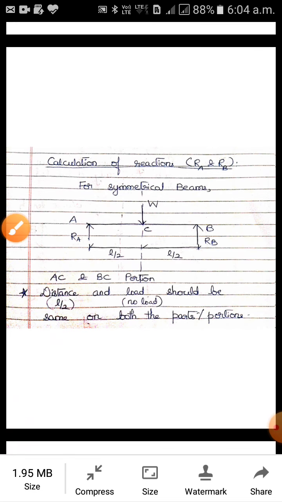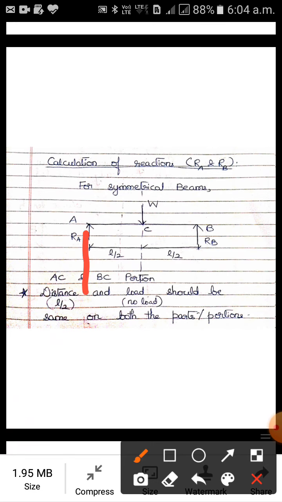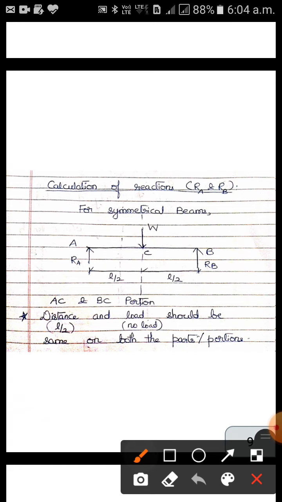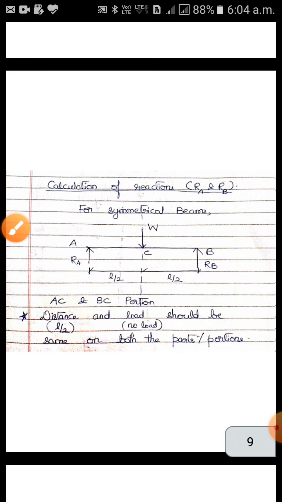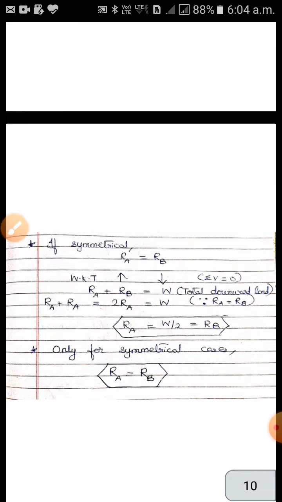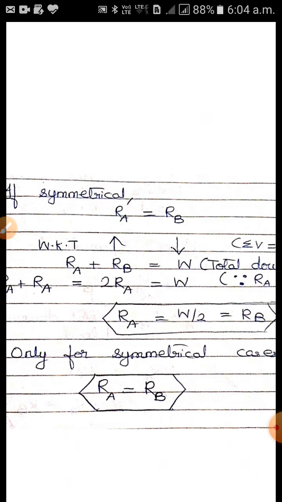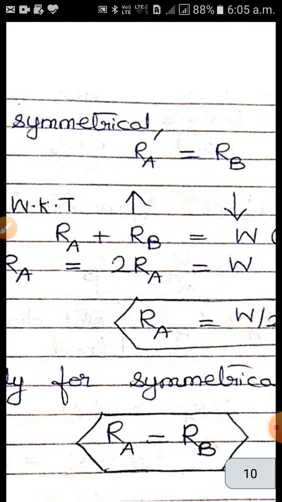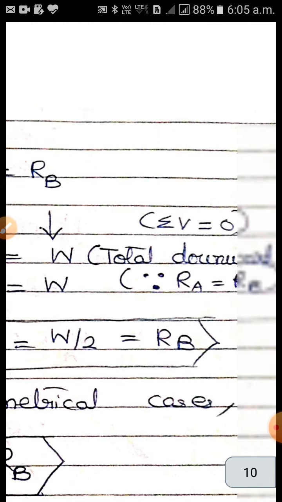See, RA is acting upward. RB is acting upward. Both are upward forces. See the arrowhead is acting upwards. And what is acting downward? The only force which is acting downward is the load. See, a downward load. So RA plus RB are the upward forces, which is equal to the downward force W. So summation V equal to 0 means the sum of upward forces equal to the sum of downward forces. So upward forces RA plus RB. What is the downward force? W. So that is the total downward load.